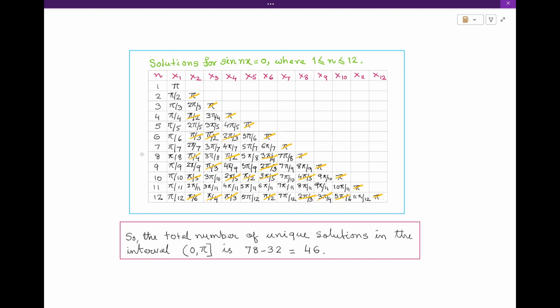Therefore, the total number of unique solutions in the interval 0 to pi, where the left hand side is open and the right hand side is closed, is 78 minus 32, that is 46, and that is the answer.